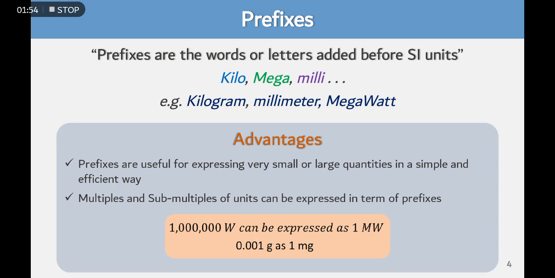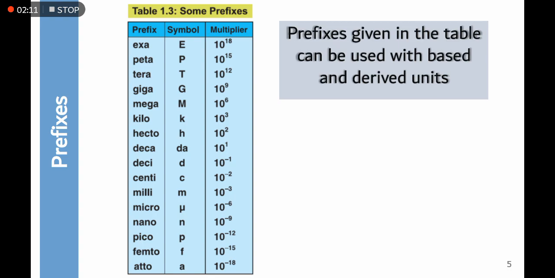Similarly, we have an expression like 0.001 grams. We can write it as 1 into 10 raised to the power minus 3, and as we know that 10 raised to the power minus 3 is milli, so it can be expressed in terms of prefixes as 1 milligram.